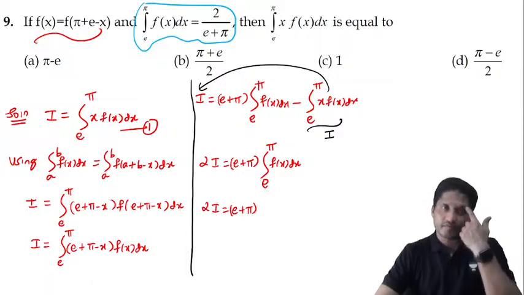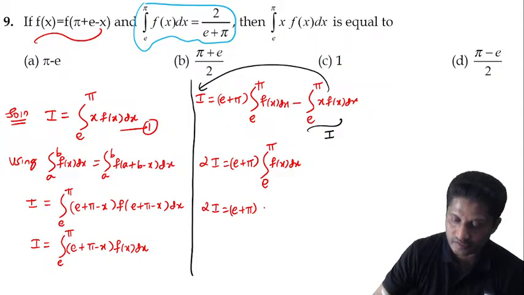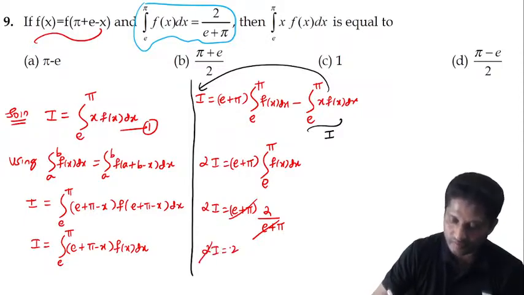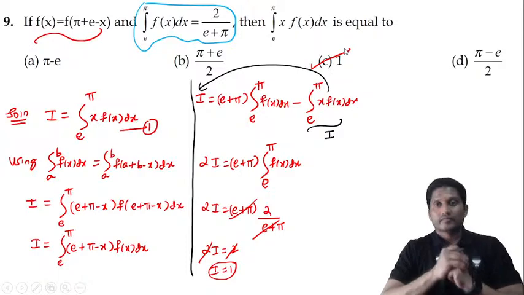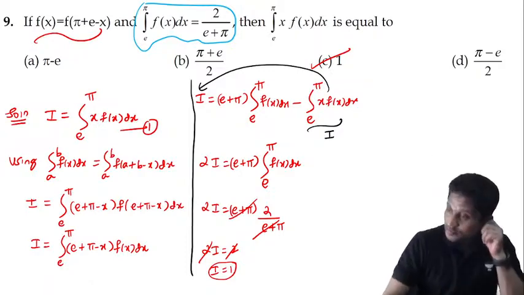And then the integral of e to pi f of x dx, according to the question, is 2 divided by e plus pi. This fellow will cancel. I get 2I is equal to 2. Right, 2 and 2 cancel. You get I is equal to 1. Answer will be the option. Right, let's move to the next question.